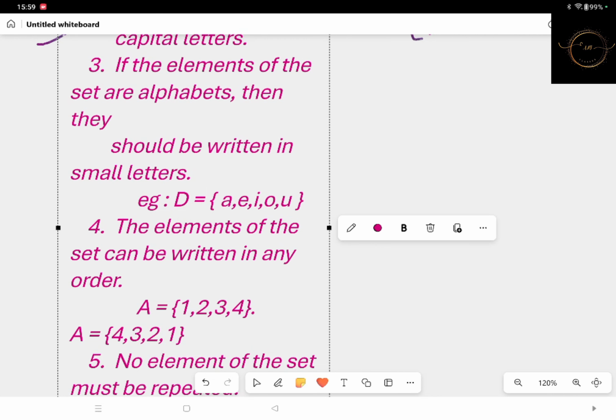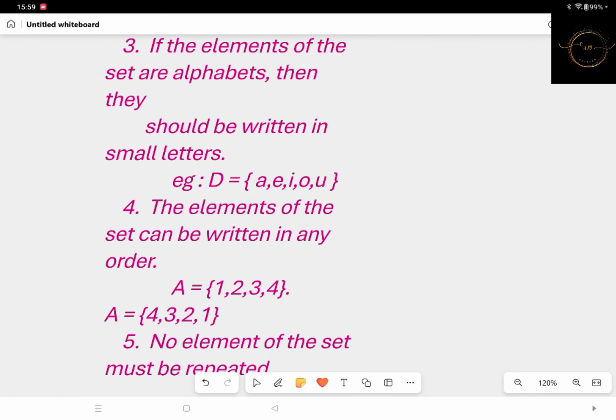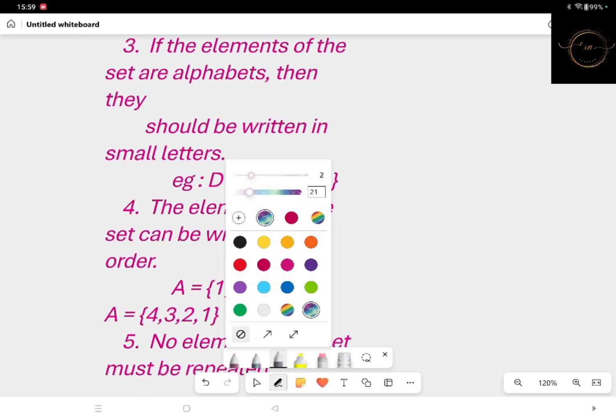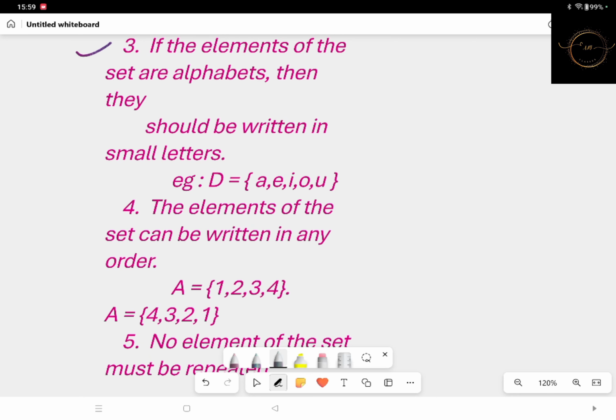Now coming to the next property, property number 3: if the elements of the set are alphabets, then they have to be written in small letters, which I have already mentioned, and they have given one example also, a, e, i, o, u. These are all the vowels of the English alphabet system. Look, I have named the set as capital D, and when you talk about elements and if they are alphabets, they have to be written in small letters.